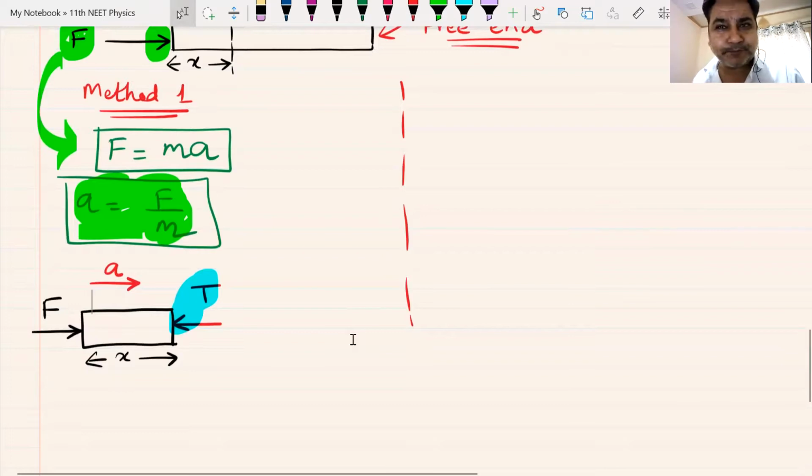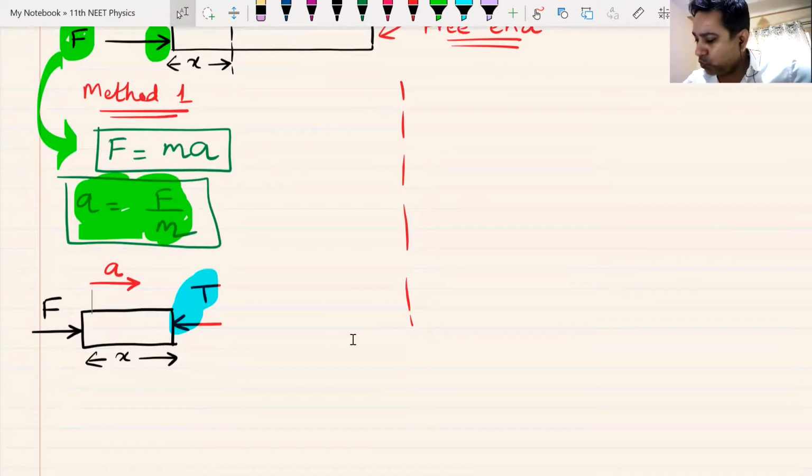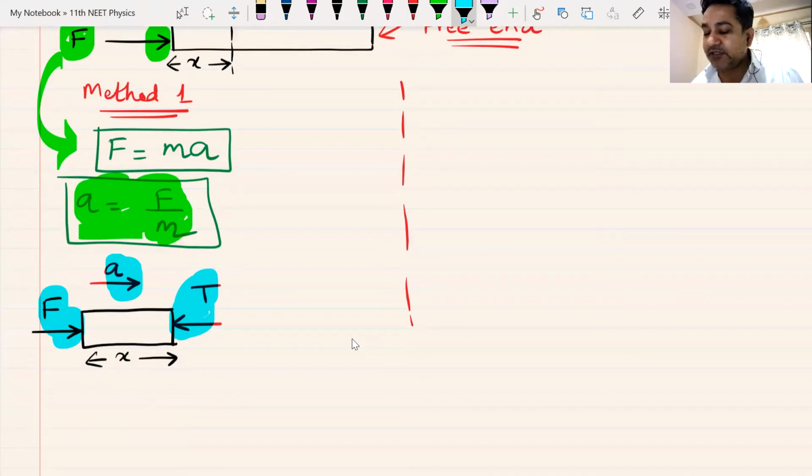Yes or no? The acceleration is A. Yes or no? Now I look at the equation. F is forward, T is backwards, acceleration is forward.